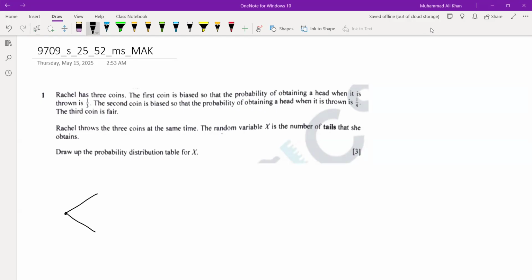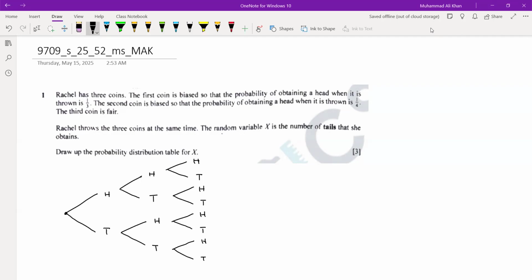Here it is head, here it is tail. Second coin, head and tail. Third coin, head and tail. Head and tail. Head and tail. Head and tail. Now, for the first coin, the probability of head is 1/3.